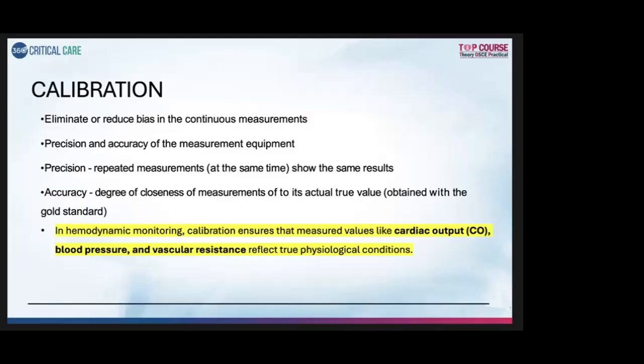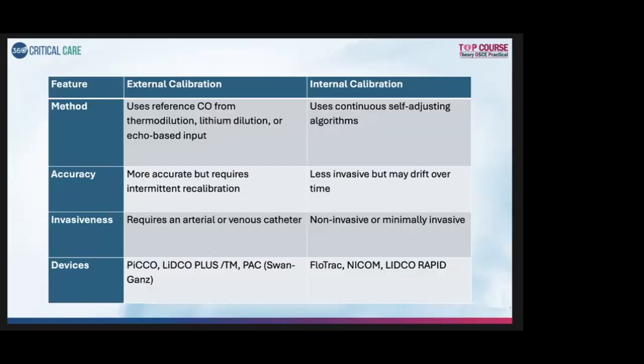So in a hemodynamic monitoring device, calibration ensures the measured values like cardiac output, blood pressure, and vascular resistance reflect the true physiological conditions. Basically, the goal of calibration is to align the device readings with the gold standard or reference value, ensuring that the values match the actual physiological condition, and are not biased by the machine's environmental sensor conditions, or by wear and tear of the device itself, or by varying physiological conditions. Calibration can be external calibration or internal calibration.